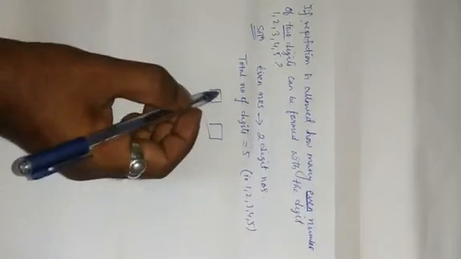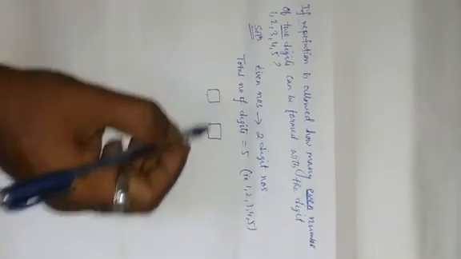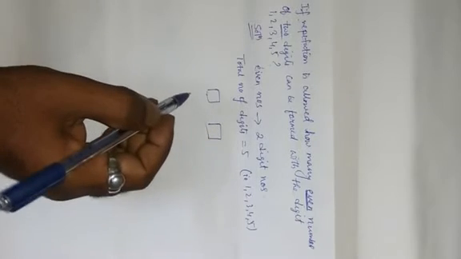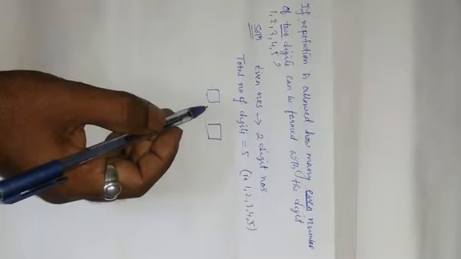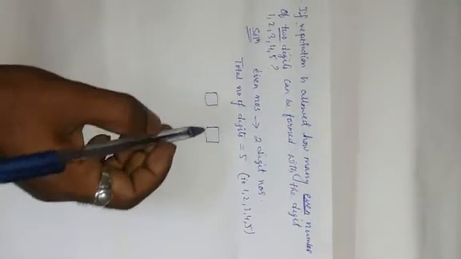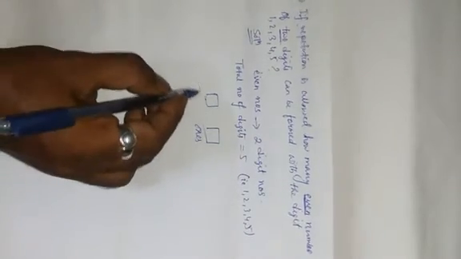Generally what do we do? We start filling the digits from the right side. We can also fill the box from the left side. It does not matter from where we fill the box. There is no such condition. But since we have to make a two-digit number, there should be a ones place and a tens place.